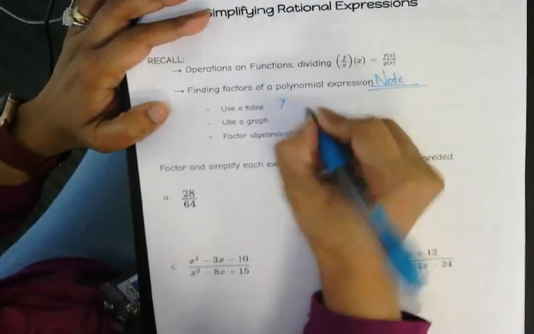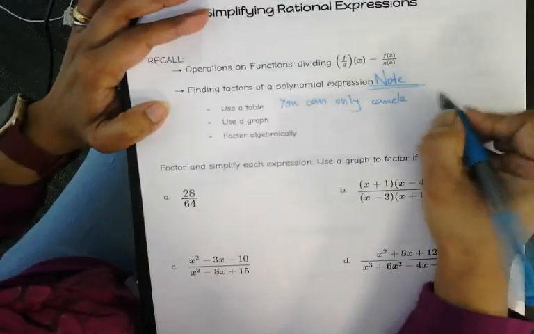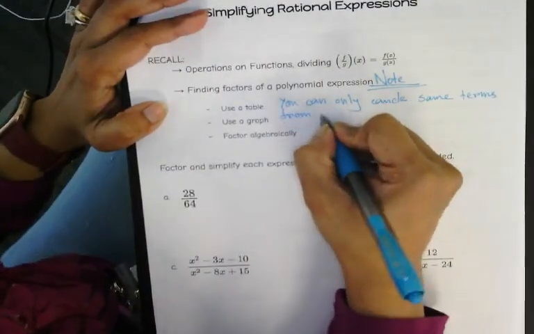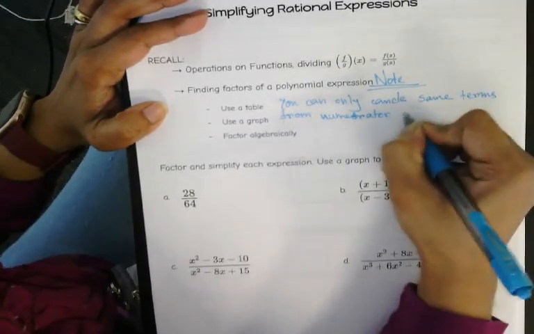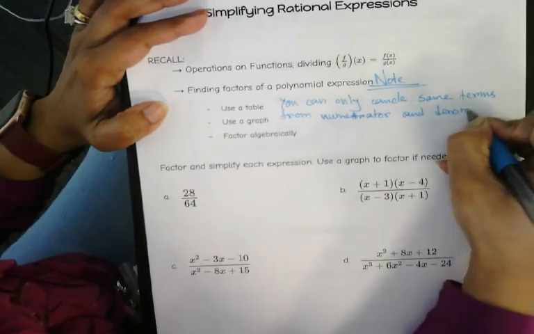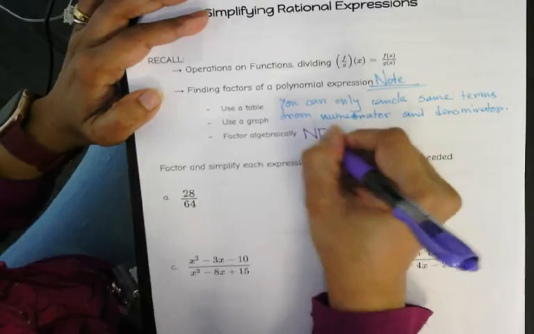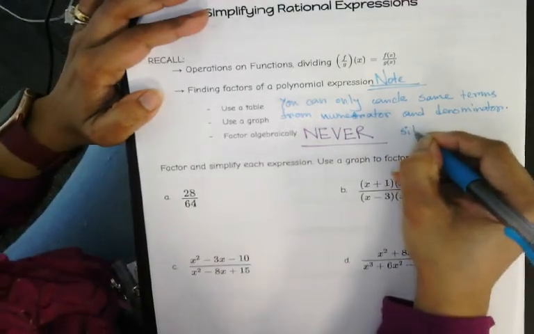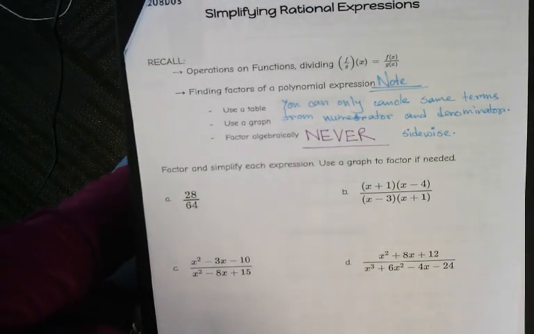You can only cancel same terms from numerator and denominator, never sidewise. Question?